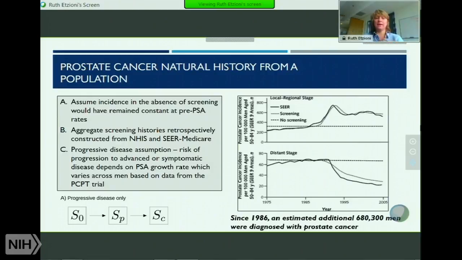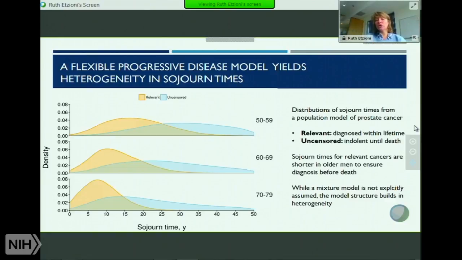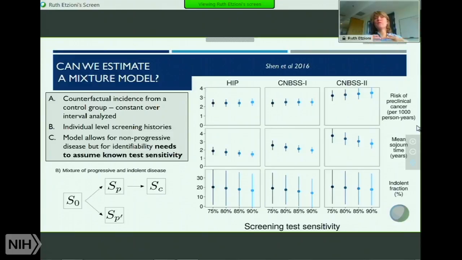All of our natural histories are progressive. However, we allow a lot of heterogeneity in those natural histories because in our model, we have PSA growth generated from a population-based trial, and we have heterogeneity in PSA growth, and we allow progression to be heterogeneous depending on the PSA growth. So we have progressive disease only, but we have heterogeneity in progression. This shows you the heterogeneity of latency periods from this population model. If we split it into cases that would not be overdiagnosed, diagnosed in their lifetime, in orange, and in blue the cases that would have been overdiagnosed. So the model is a progressive model, but it does have a fair amount of heterogeneity in the underlying distribution. So we can have progressive models that have heterogeneity, and we can try to learn about non-progressive models.